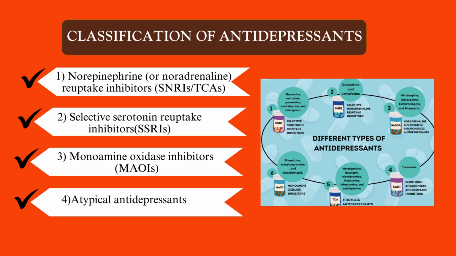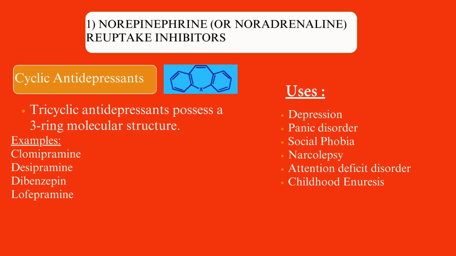At the last, atypical antidepressants. They are different from the previously mentioned three classes of drugs, and they are opted for only when all three classes of drugs have been administered to a patient and they do not show any significant improvement in the treatment. Starting with the first classification of drugs, norepinephrine or noradrenaline reuptake inhibitors, they are also called tricyclic antidepressants or cyclic antidepressants because of their molecular structure. Common examples include clomipramine, desipramine, dibenzepine, and lofepramine, and they are usually used in conditions like depression, panic disorder, social phobia, narcolepsy, which is a chronic sleep disorder, attention deficit disorder, and childhood enuresis.